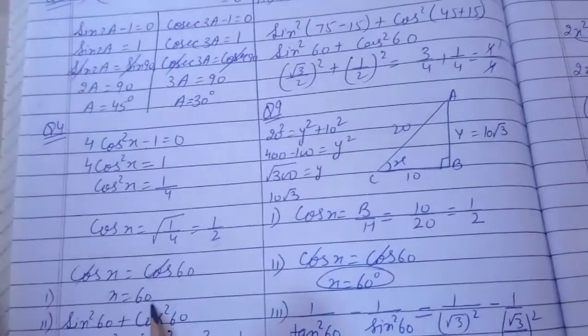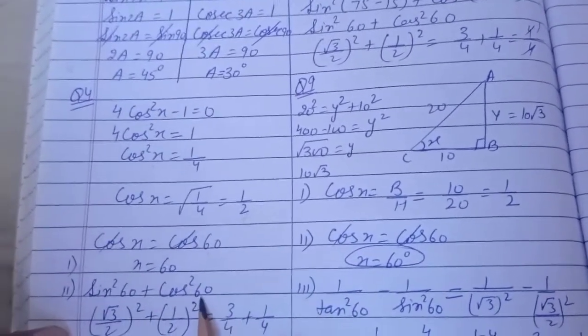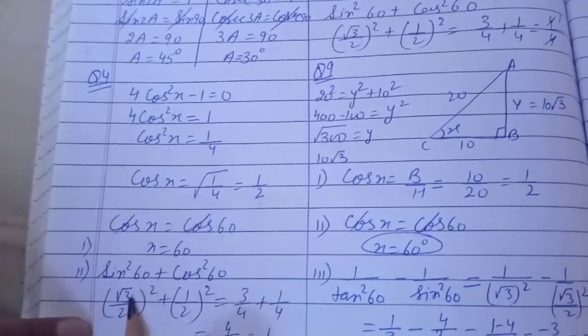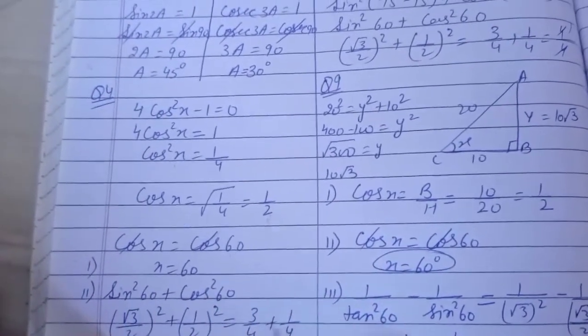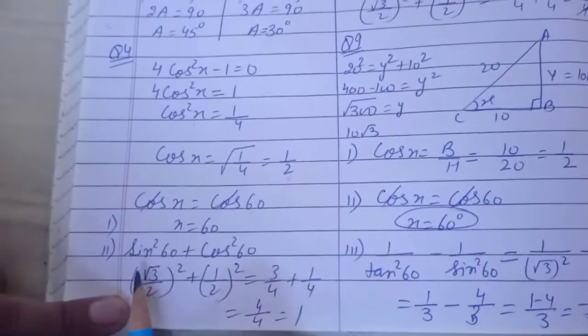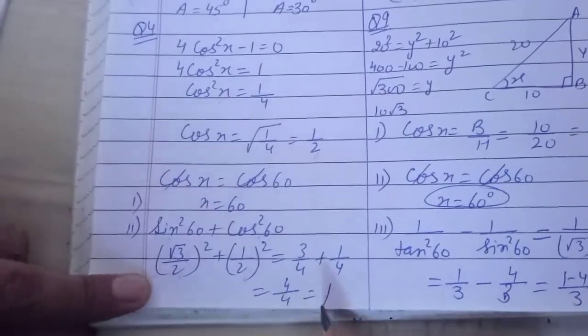Cos will get cancelled. X is equal to 60 degrees. Second part, find the value of this expression. Sin 60 is what? Root 3 by 2. Cos 60 is 1 by 2. Their squares are given. Solve, that is equal to 1. Again we have proved sin square theta plus cos square theta is equal to 1.